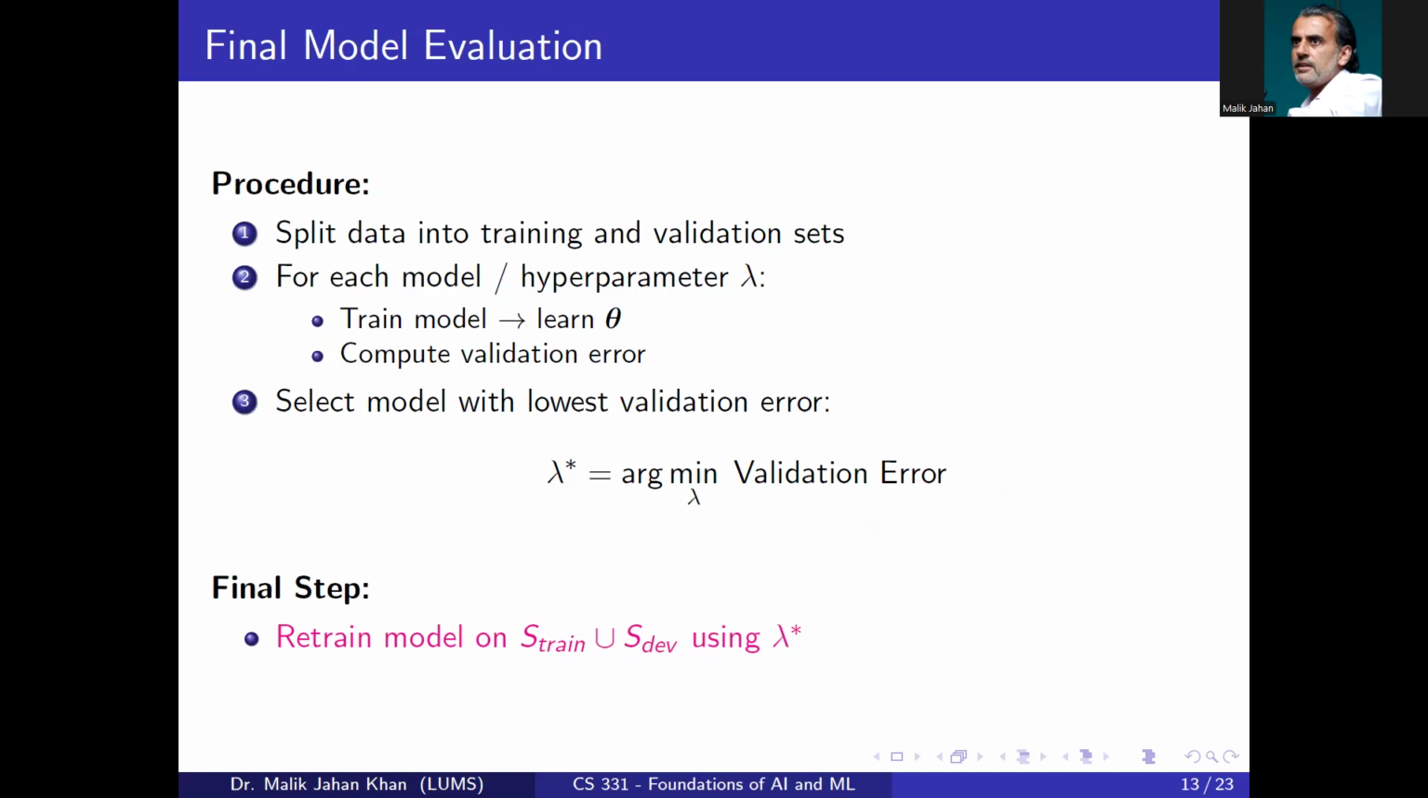Why are we using S_dev now for training? Because we don't need S_dev anymore. Why? Because we have already selected lambda star, or the ideal pool of hyperparameters for our model. So we just use lambda star, which is the representative of the selected hyperparameters, and we use this complete data for training purposes. Once done, the model is pretty much in decent shape and can be deployed.